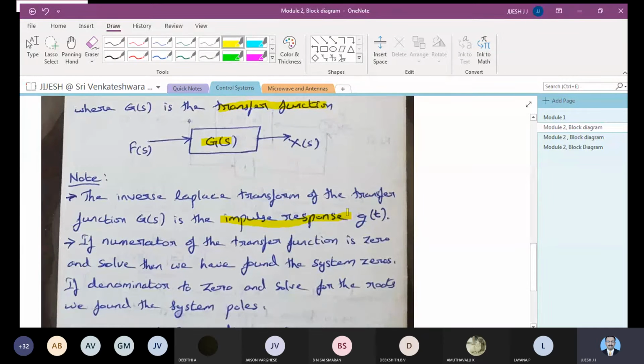And the second note, what you have to be careful about here is that this is not the Laplace transform, it is the inverse Laplace transform. So if you take the inverse Laplace transform of G(s), you will get the impulse response g(t). Then let me tell you the other one.